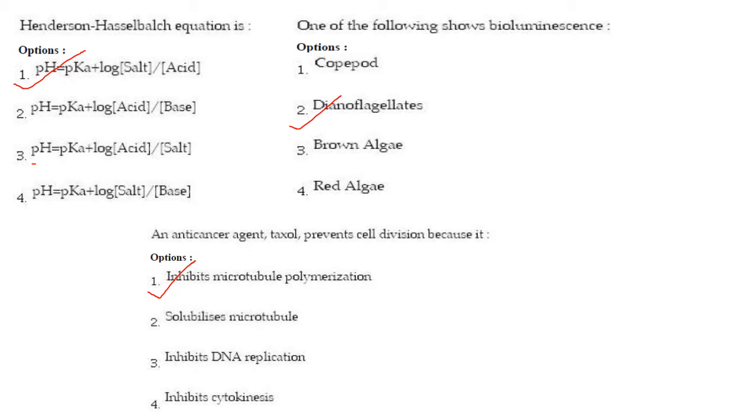Next one. One of the following shows bioluminescence. Option 1. Copepod, 2 dinoflagellates, 3 brown algae, 4 red algae. Answer is option 2, dinoflagellates. Next one. An anti-cancer agent, Taxol, prevents cell division because it, option 1, inhibits microtubule polymerization, 2, solubilizes microtubule, 3, inhibits DNA replication, and 4, inhibits cytokinesis. Answer is option 1, inhibits microtubule polymerization.